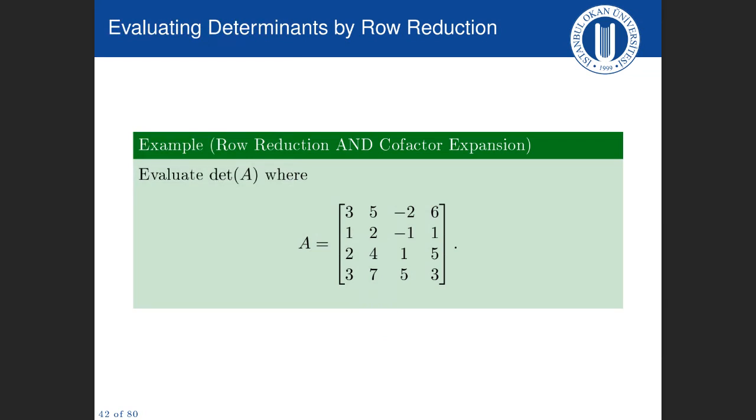Sometimes we can combine these two methods. We can use row reduction and cofactor expansion. For example, calculate the determinant of this matrix. The idea is we use row reduction so that we get a row or a column with lots of zeros in it, and then we use cofactor expansion to change our determinant into the determinant of a smaller matrix.